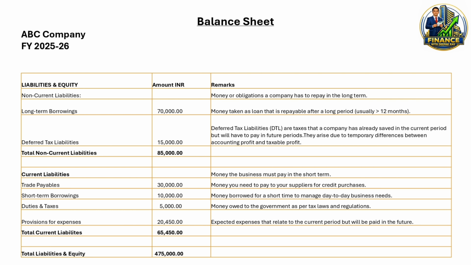Current liabilities. These are short-term obligations payable within 1 year. Trade payables. Money payable to the supplier. Short-term borrowing. Short-term loan taken for working capital needs. Duties and taxes. Taxes payable to government. Provision for expenses. Expected expenses relating to current year but payable later.